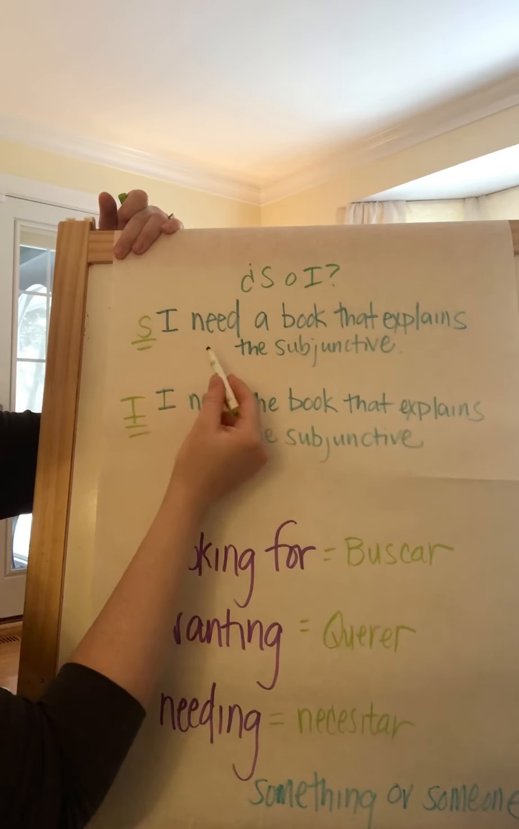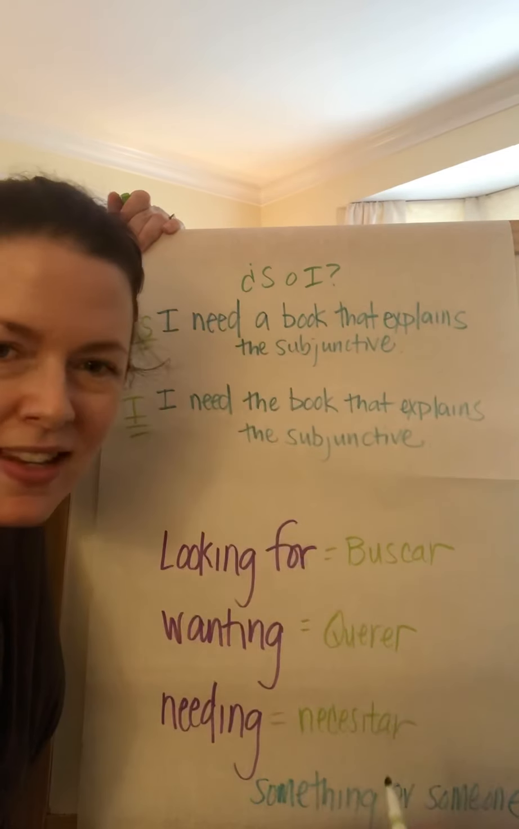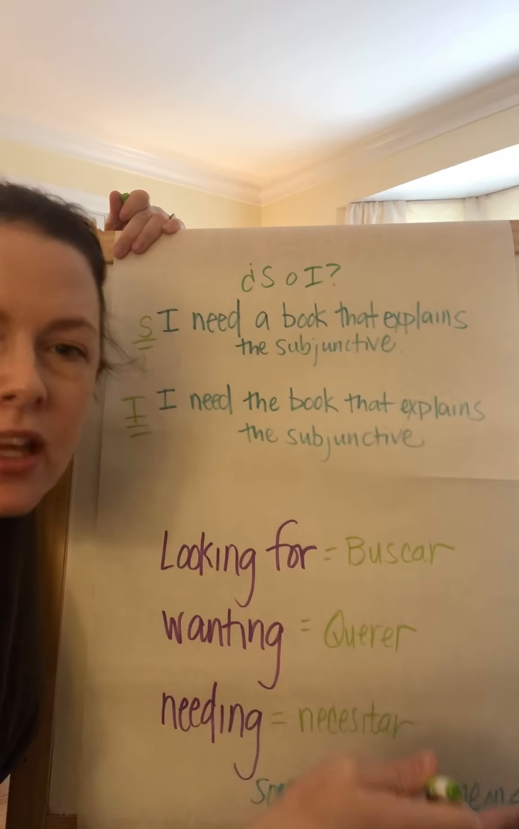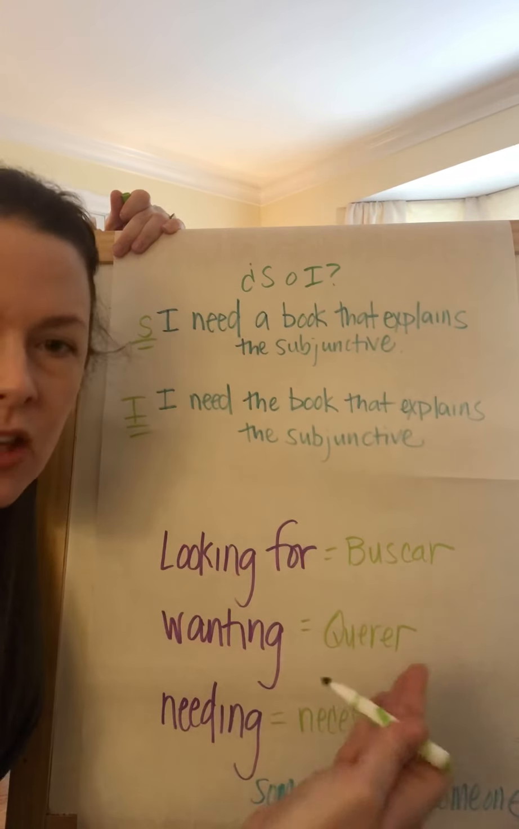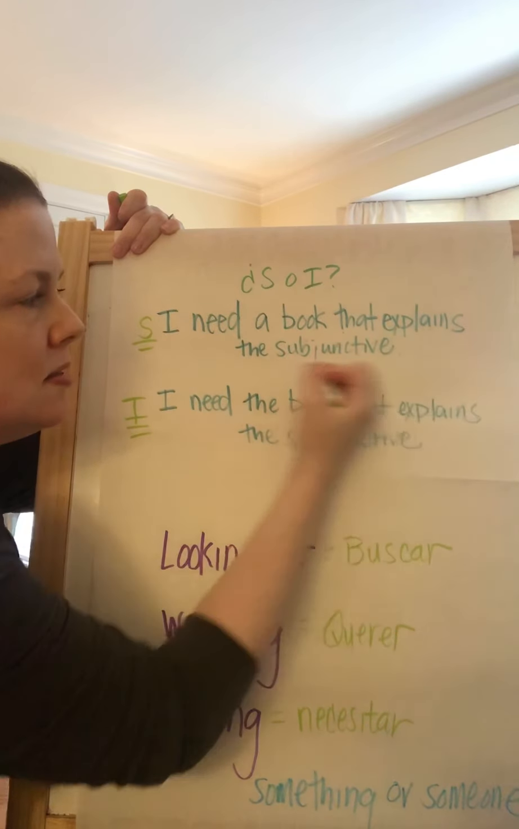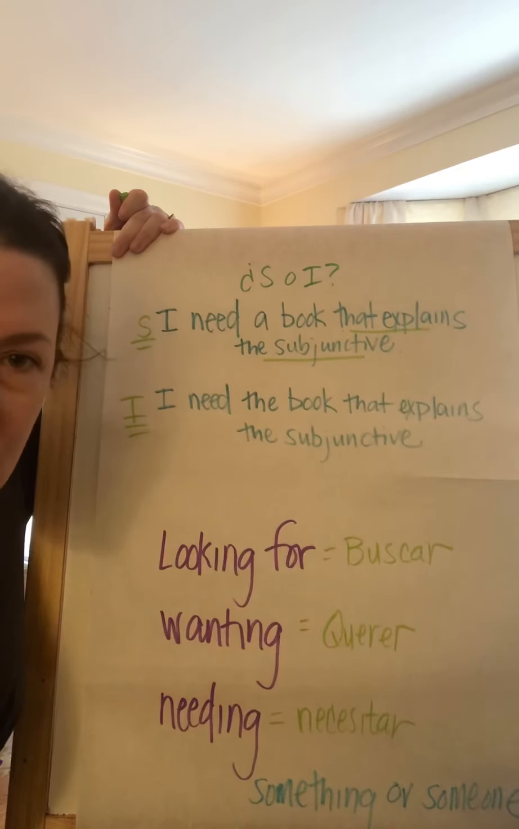Because in your first one, you're saying, I need a book that explains the subjunctive. That book doesn't necessarily exist to you right now. You don't have a book in mind. You need one, and it's still unknown to you. Therefore, when you'd say, that explains the subjunctive, we would use the subjunctive in that part of the sentence.